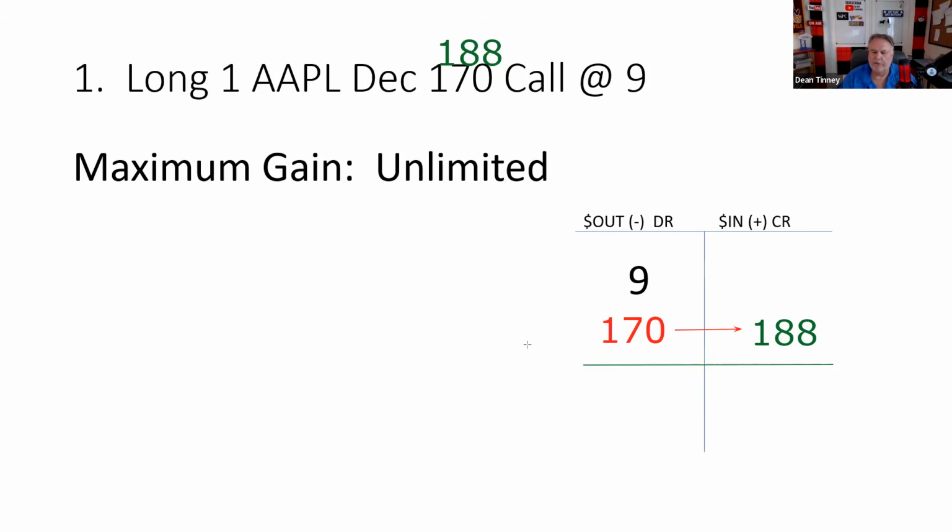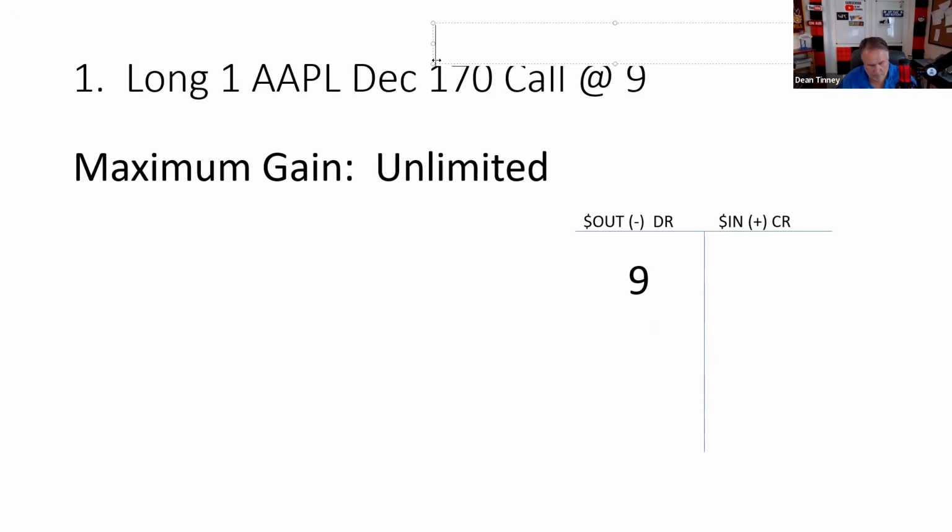Let's do different phraseology. Here we go again with different phraseology. So it's the same thing again, so be careful here. Your client goes long Apple December 170 call at 9 when Apple's at 172. What did we say about the idea of Apple being at 172? Does not matter, right? What matters is the next piece of this.